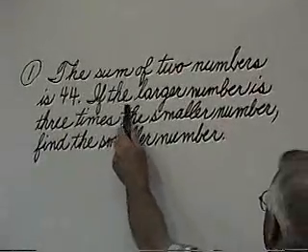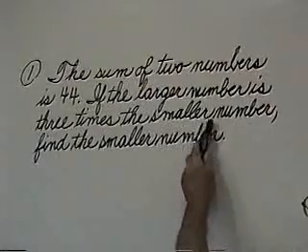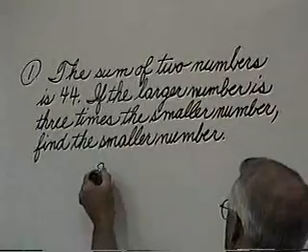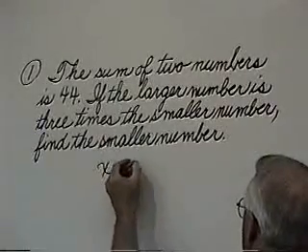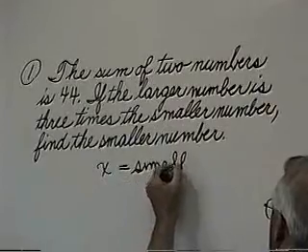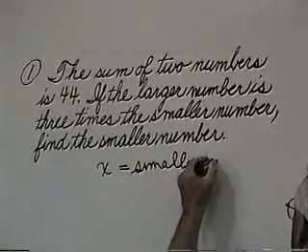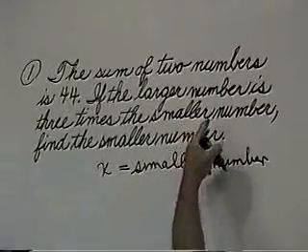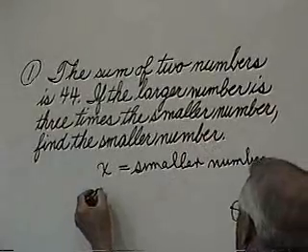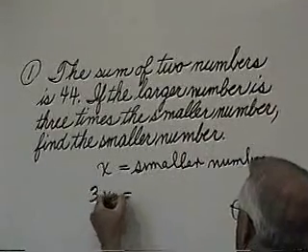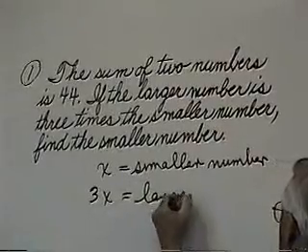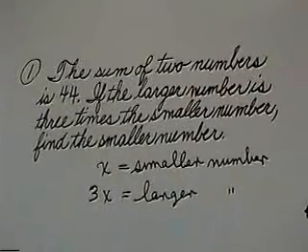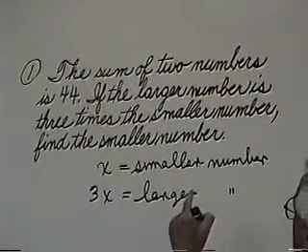Now it says that the larger number is 3 times the smaller number. Generally, what we want to do is let x be the small number. So we can say that 3x is the larger number. Find the smaller number. Okay, let's go back. What does it say?